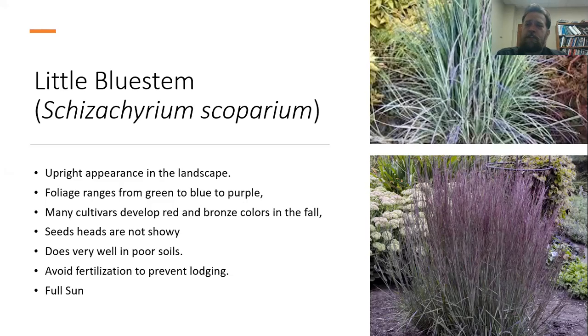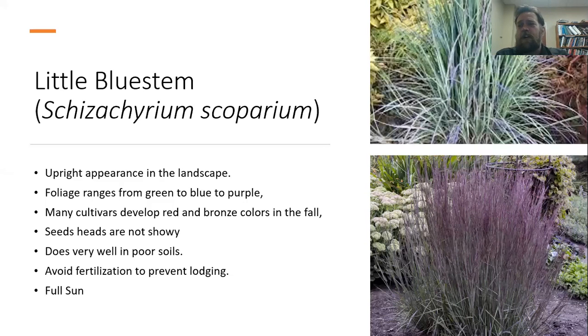This is little bluestem. Has really nice, good upright appearance. Good variation in the foliage from green and blue to purple, which I think just looks really great. A lot of the varieties as we get into the fall are going to turn a really nice reddish color or a bronze color that I think provides a lot of really good seasonal interest. You don't get a showy seed head out of them, but the foliage works really well.